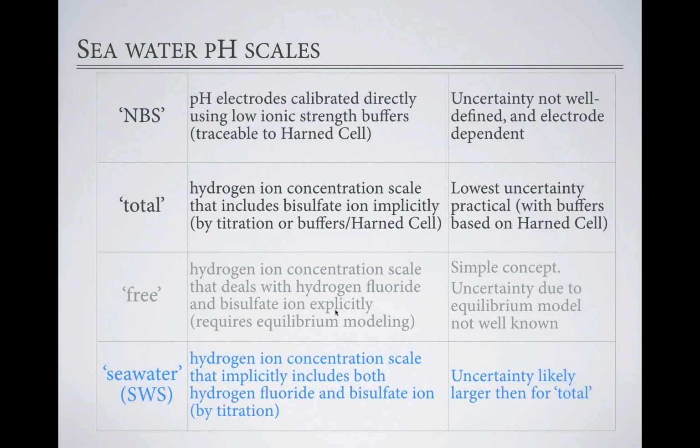Another one is a seawater scale. This one implicitly includes the effects of reacting with sulfate, but also another ion in seawater, fluoride, which forms hydrogen fluoride. We don't have the fluoride in our simple synthetic seawater. But if you were doing a titration in a natural seawater, then you would have fluoride present. And it's from the days that people were trying to get equilibrium constants from titrations in natural seawater that this really is there. And it too will have a reasonably low uncertainty, but it comes from titration, so it's probably not as good as the uncertainty based on Harned Cell measurements. And it's also got an uncertainty due to the fluoride, so that's probably a little bit bigger.